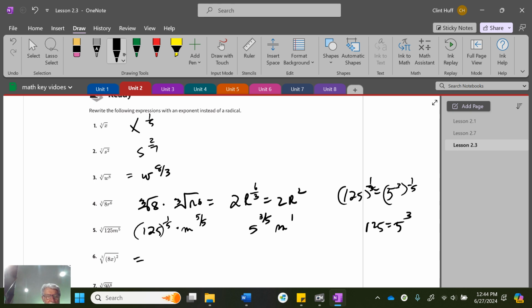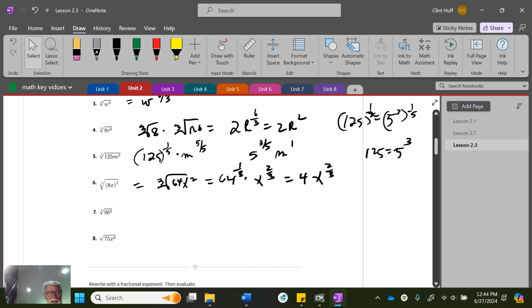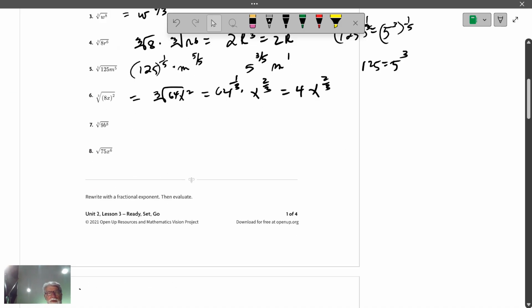The next one, I would multiply 8x squared out to get cube root of 64x squared. That's 64 to the 1/3 power, x to the 2/3 power. 64 to the 1/3 power is equal to 4, so that's 4x to the 2/3. On number 7, go full screen here.